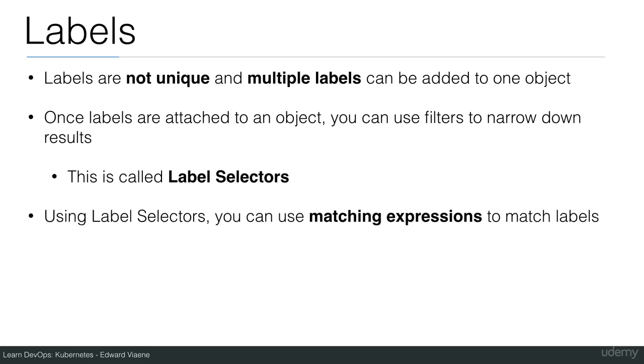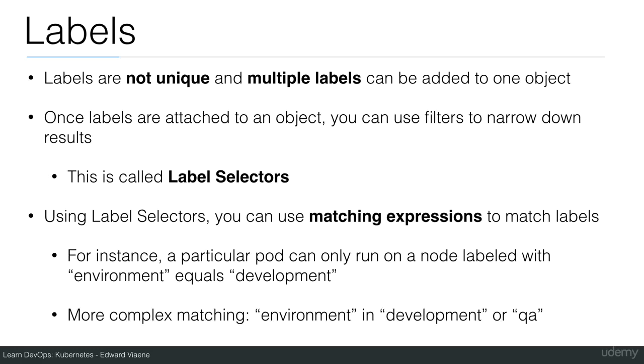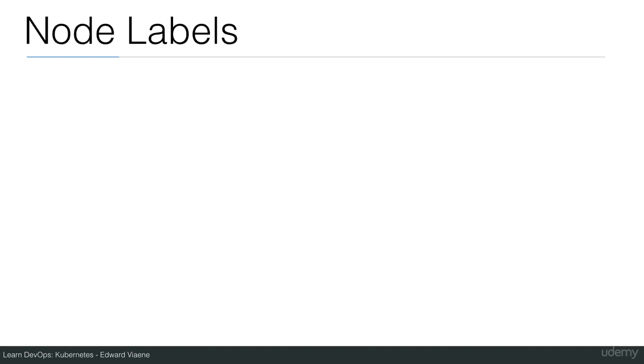Using label selectors, you can use matching expressions to match the labels. For instance, a particular pod can only run on a node labeled with environment equals development. More complex matching is also possible. You can say environment needs to be either development or QA. In earlier lectures, I have been using node labels for the services. The services had a label selector to select the correct pod that the service was going to be for.